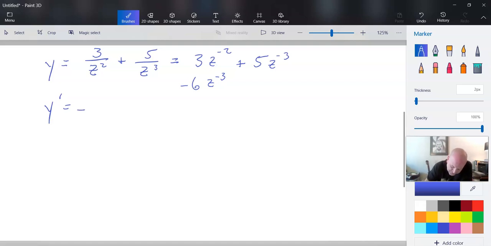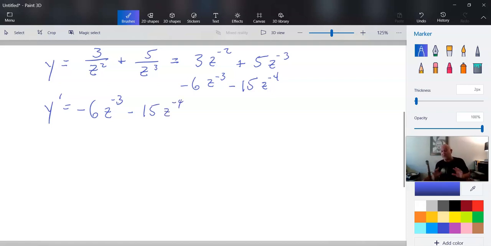So I know my first term is negative 6 z to the negative 3rd. Let's make that a little more 3-ish. And then over here, negative 3 times 5 is minus 15, and then I'm going to subtract 1 from negative 3, which makes it negative 4. So it's minus 15 z to the negative 4th.